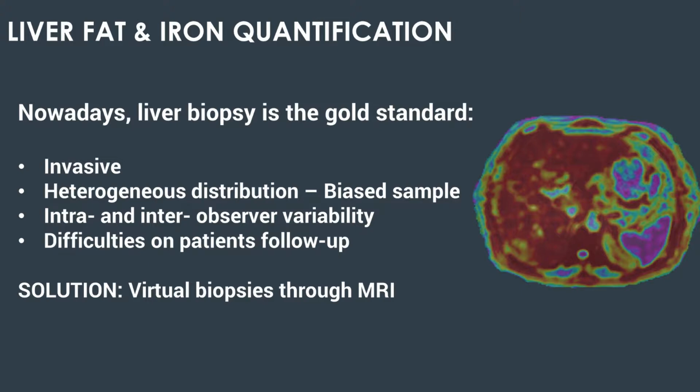The first clinical need is when we are dealing with diseases like cirrhosis, fibrosis in the liver. In these diseases, we need to quantify the fat and the iron within this organ. And nowadays, the gold standard is liver biopsy, which is an invasive technique, which is biased because we are only taking one small sample from the liver, and that is biased depending on who is doing this biopsy. Moreover, it complicates the patient follow-up because we can't do the biopsy as many times as we want to the patient.